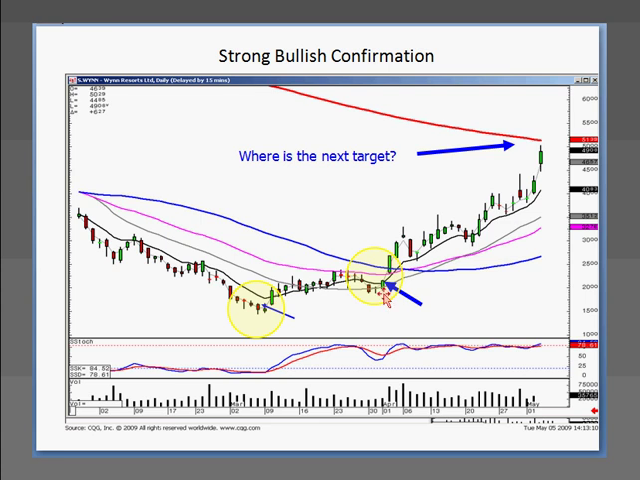So if we're buying down here or we're buying here and we're seeing bullish confirmation, we can always see where our target is. And this was a very easy chart to stay in because of the T-line, because we knew where our target was. Now, once we get up here, now we can start watching to see what type of signals are going to occur when we get up here.